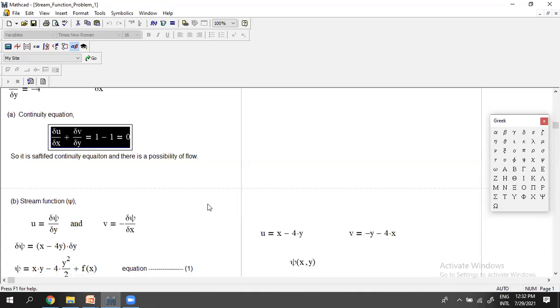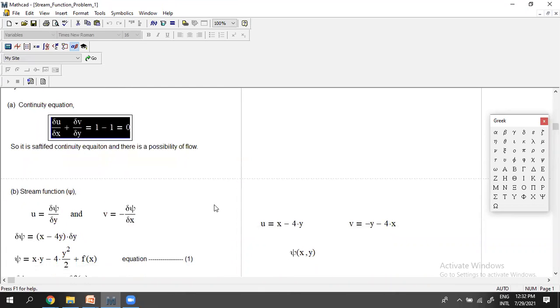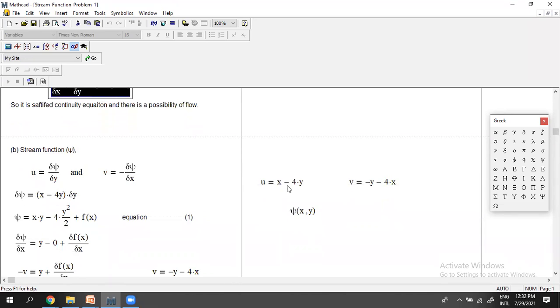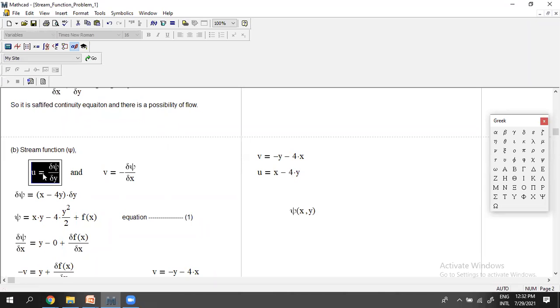Now you need to derive the stream function. How can we do it? This is given in the problem: U equal to this, V equal to this. You can start with V or you can start with U. So what are we getting over here? Del psi equal to U into del Y. What is my U actually? U is this one, X minus 4Y. So del psi equal to X minus 4Y into del Y.